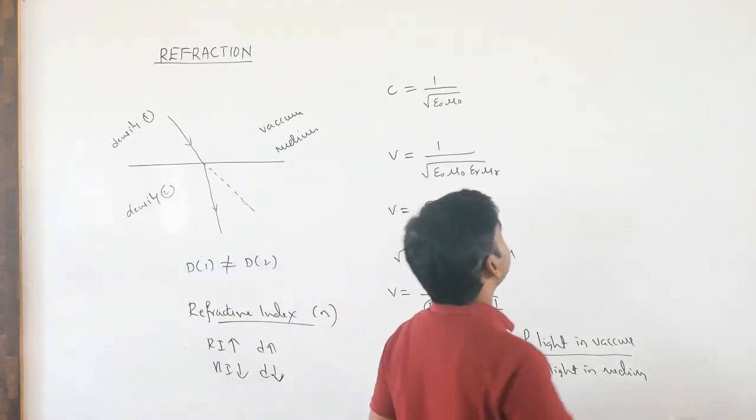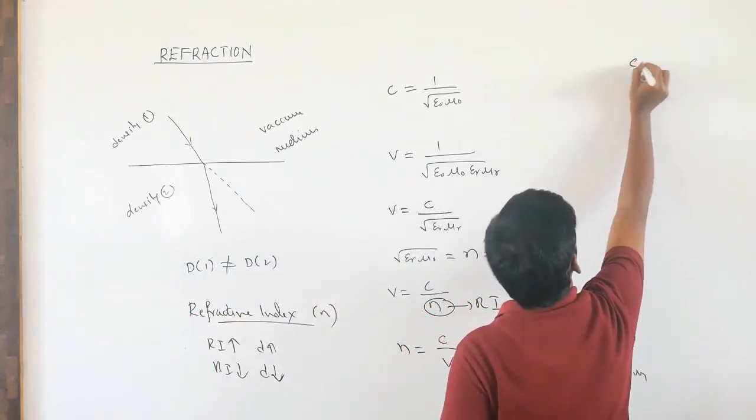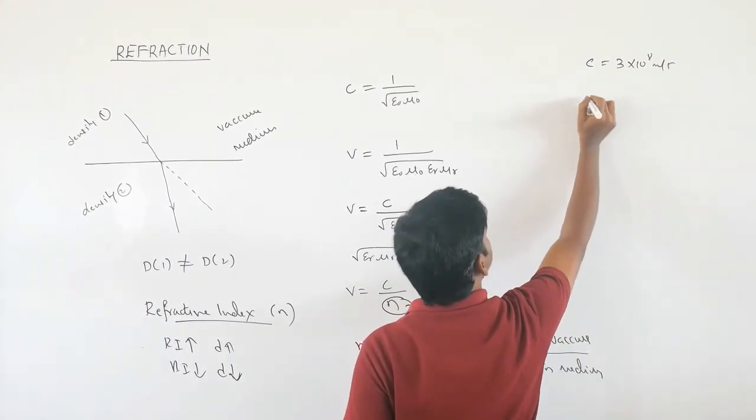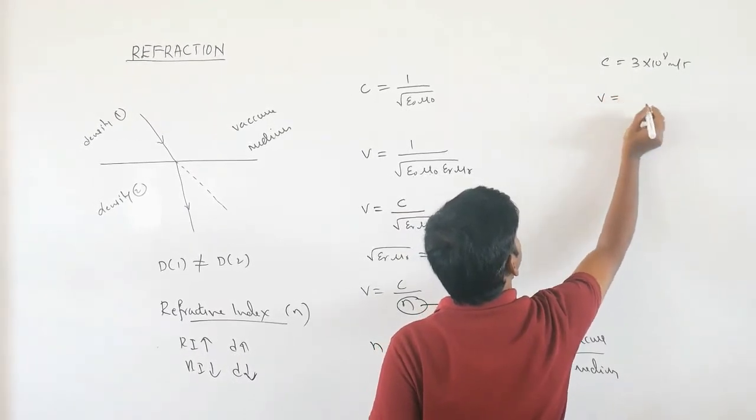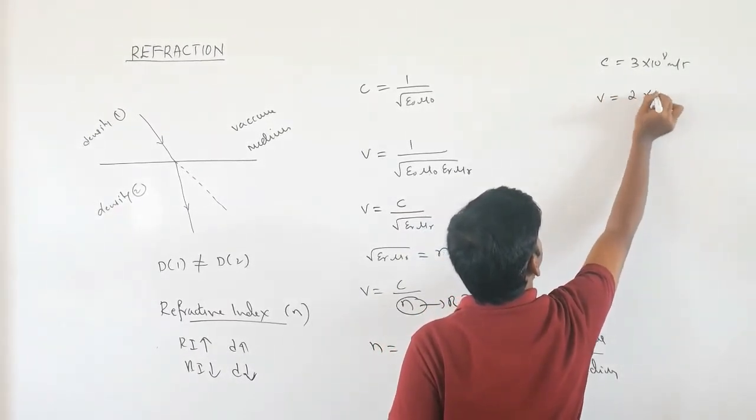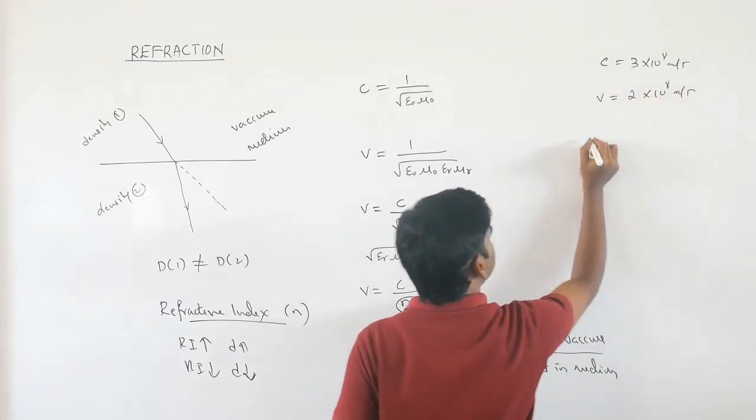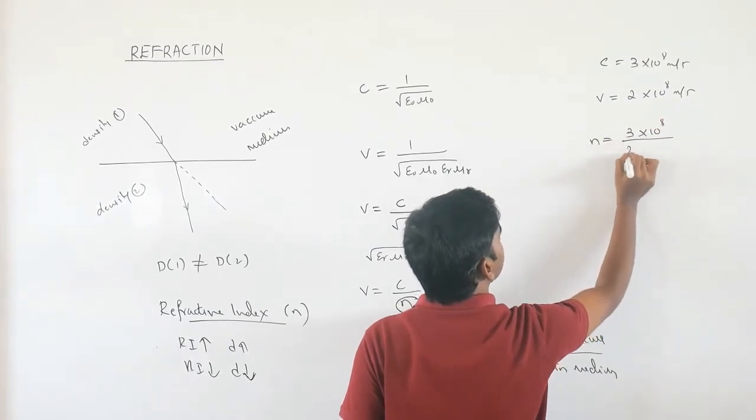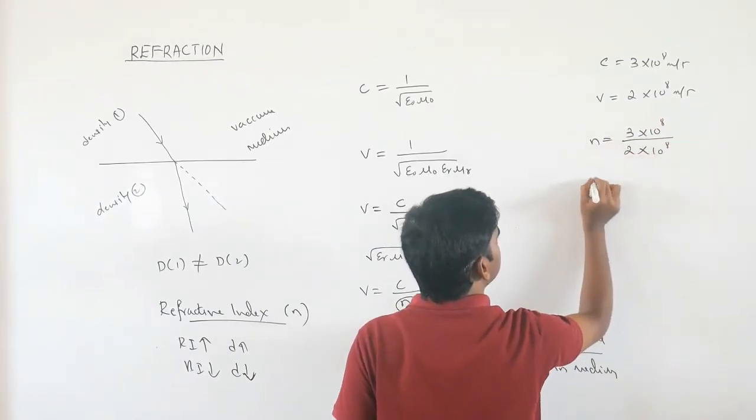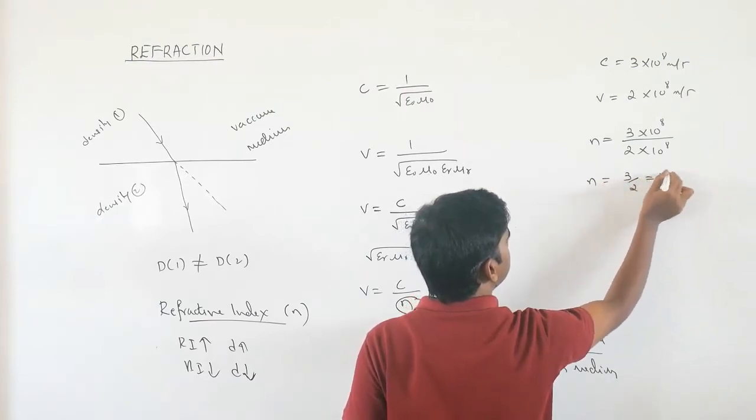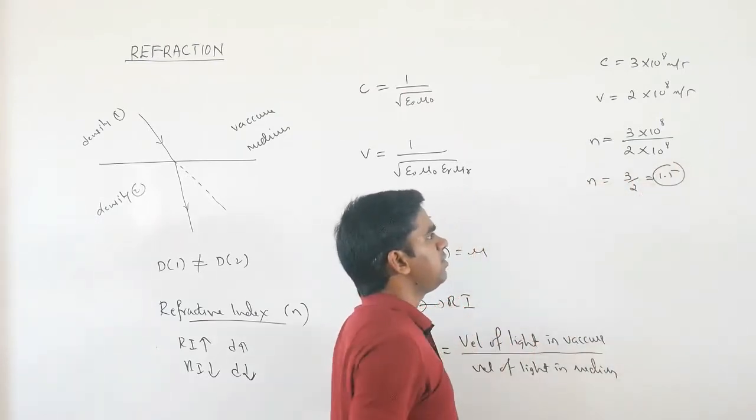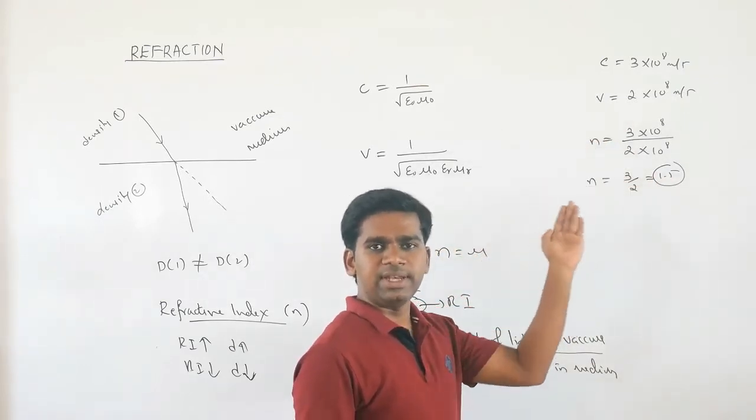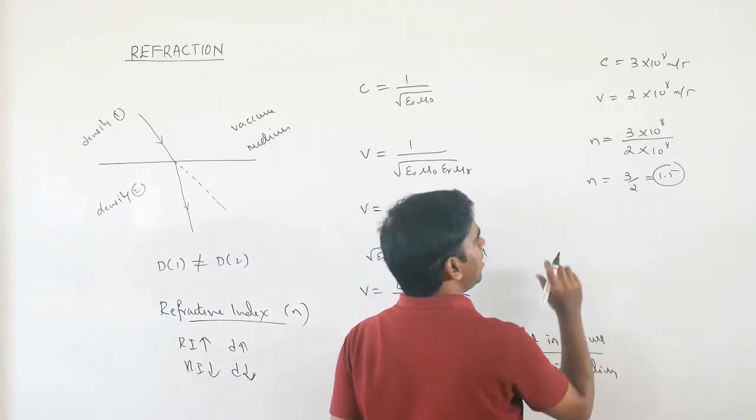Suppose the velocity of light in free space is 3 into 10 to the power 8 meters per second, and when it comes into the medium, v becomes 2 into 10 to the power 8 meters per second. So the refractive index equals 3 into 10 to the power 8 divided by 2 into 10 to the power 8. So n equals 3 by 2, that is 1.5. What is this 1.5? It is nothing but the value by which the velocity decreased when it comes from free space or vacuum to the medium.